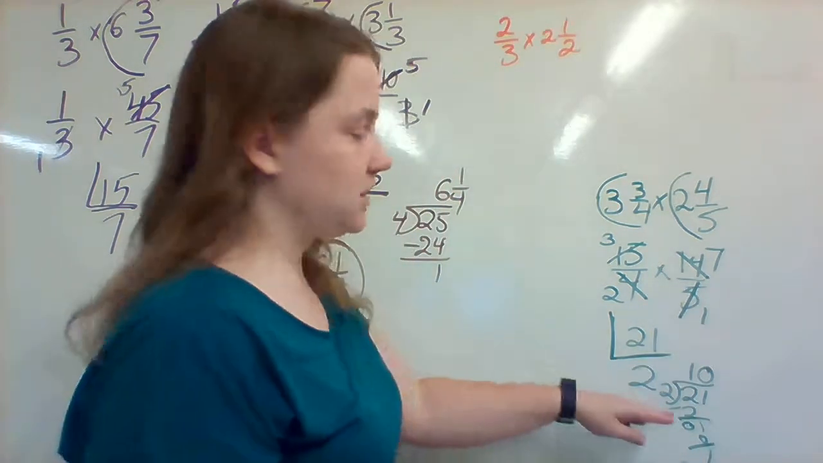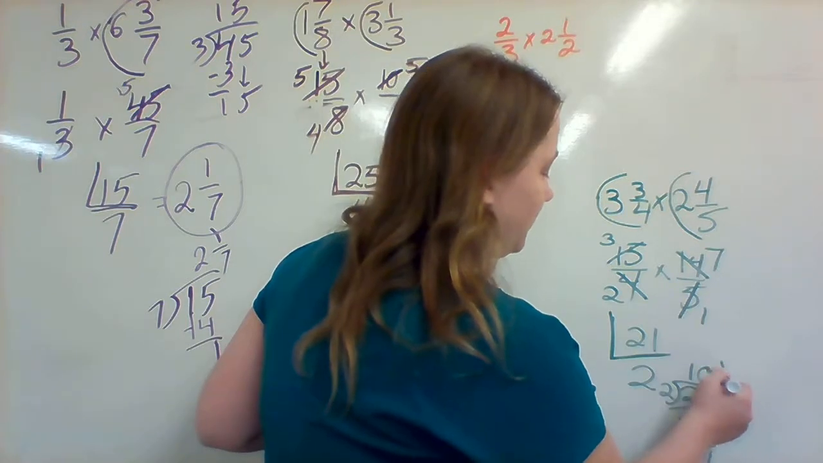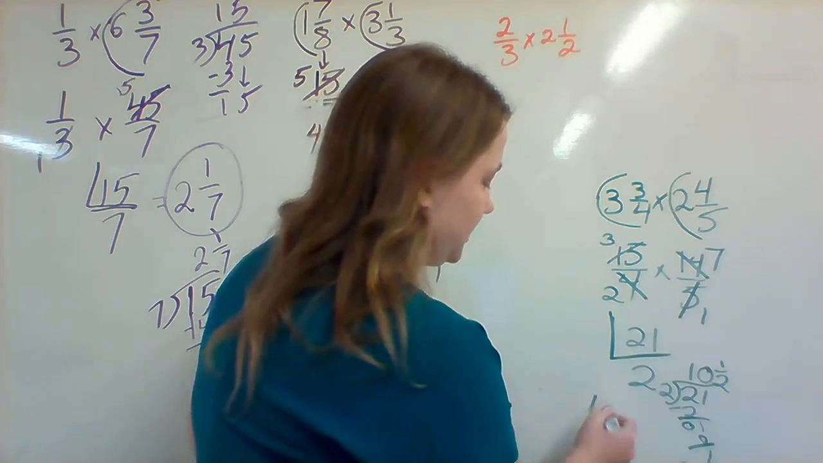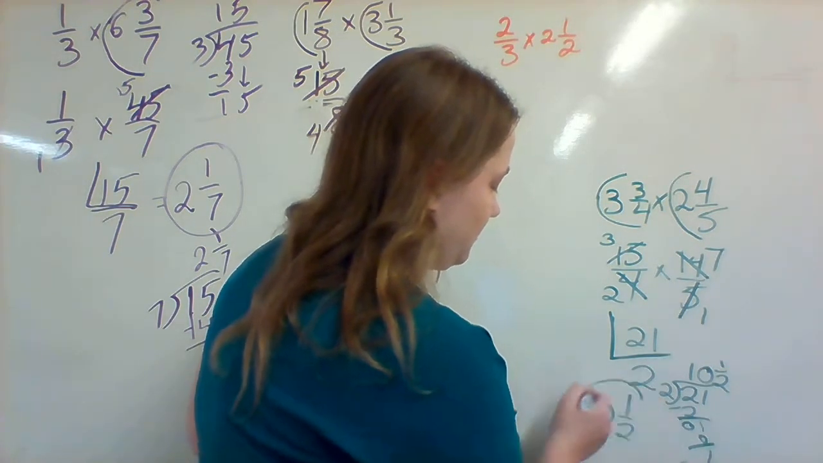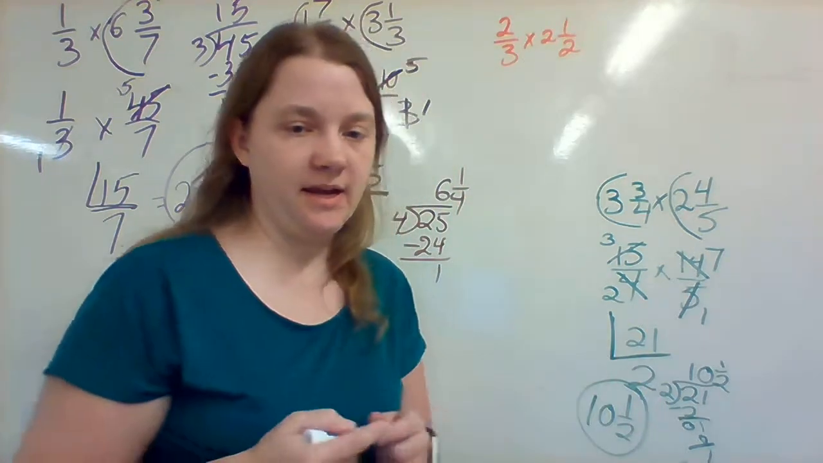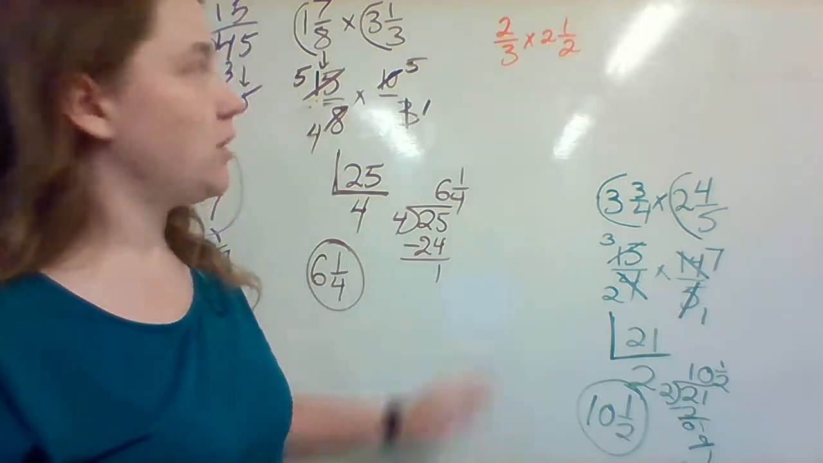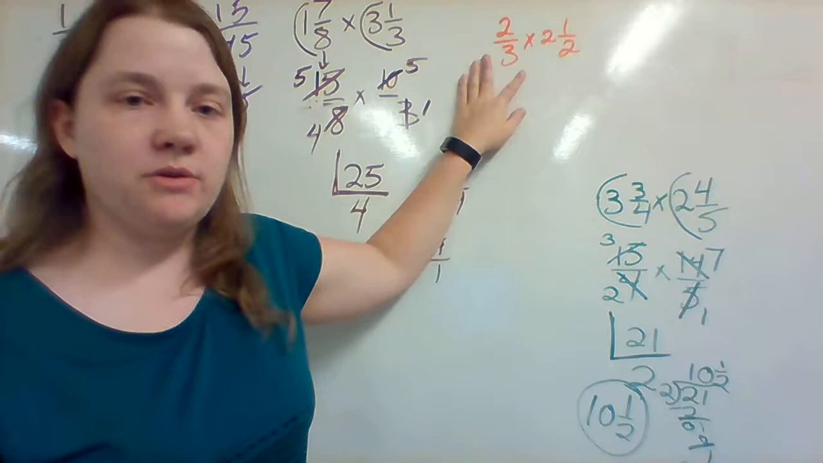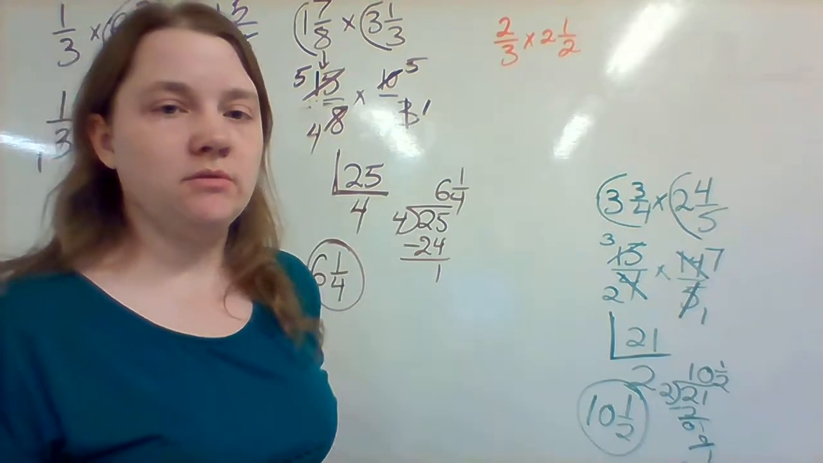And I'm left with 1, so I take that 1, I put it up here. My final answer is 10 and 1/2. Now the question that you're going to be solving is 2/3 times 2 and 1/2.